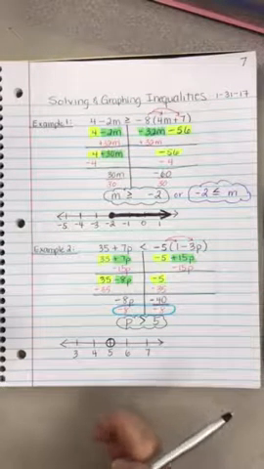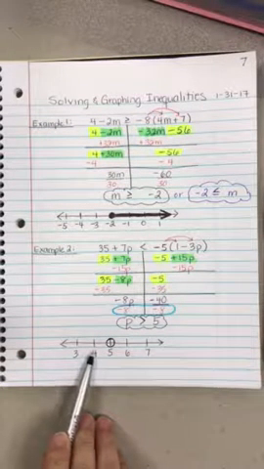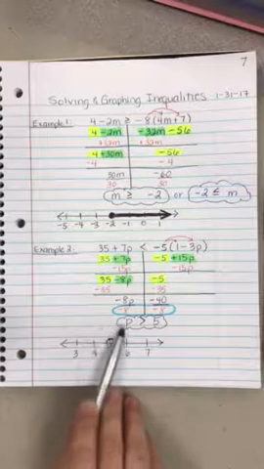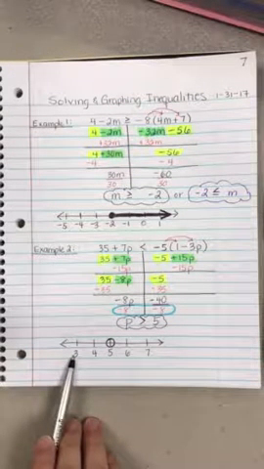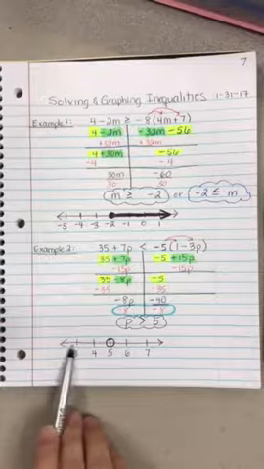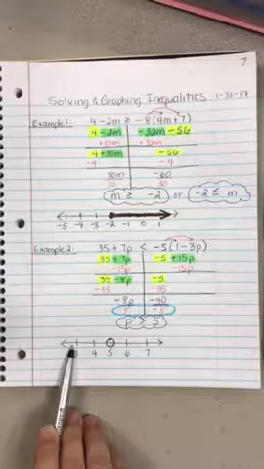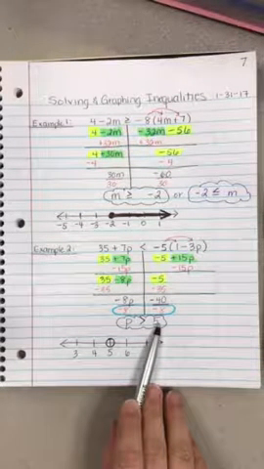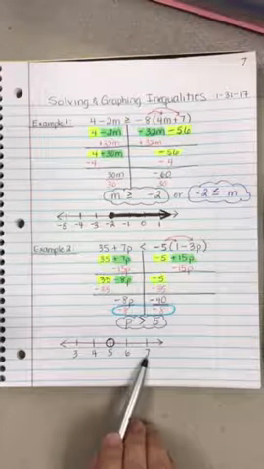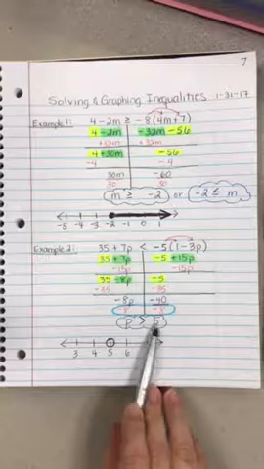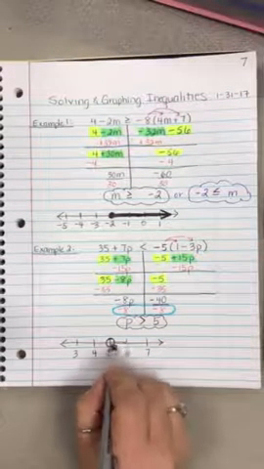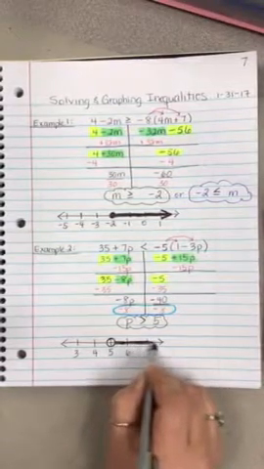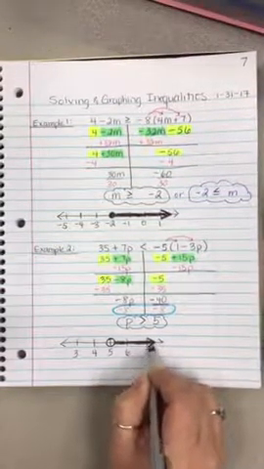So now we check the other values on the number line. 4. Is 4 greater than 5? No. Is 3 greater than 5? No. That means all the numbers to the left are not part of the solution. Let's look on the other side. 6. Is 6 greater than 5? Yes. 7. Is 7 greater than 5? Yes, it is. So all of the numbers to the right are part of the solution, and I'm going to draw the arrow going to the right.